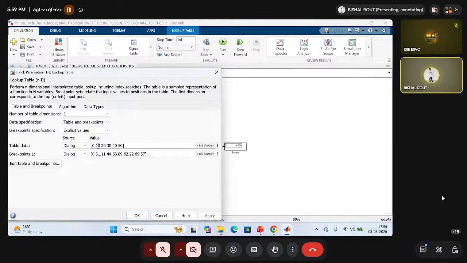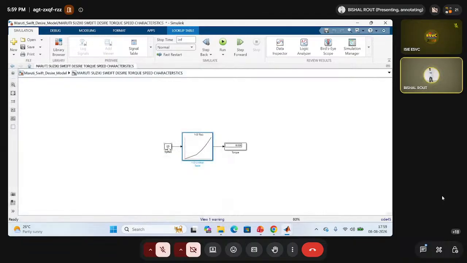I can fill the torque values in the square boxes over here: 0, 10, 20, 30, 40, 50. I can fill the torque like this, and I can fill the speed like this, right? So if I fill the torque like this and the speed like this, then I will press apply and okay. Then this is the constant.